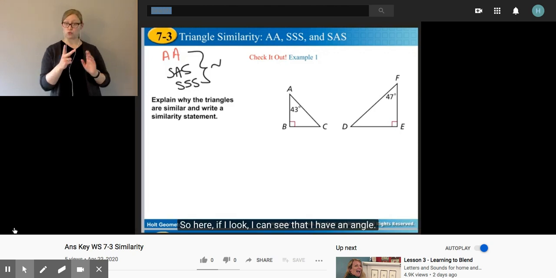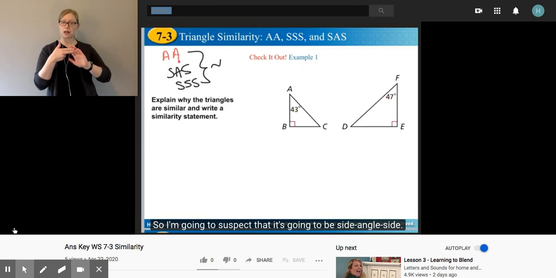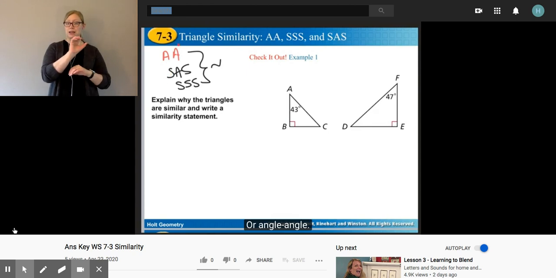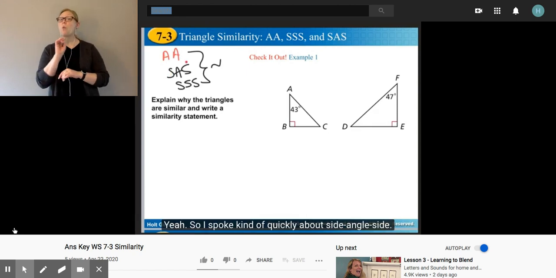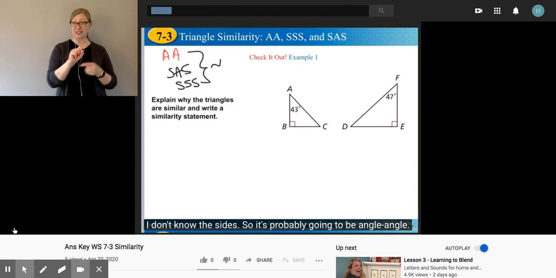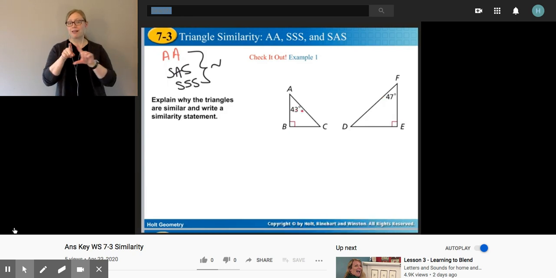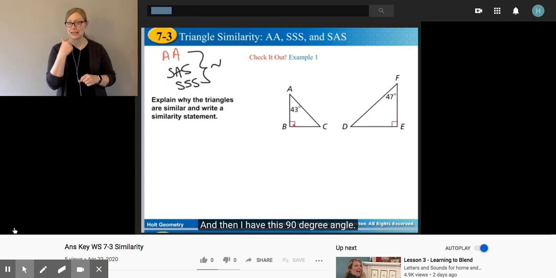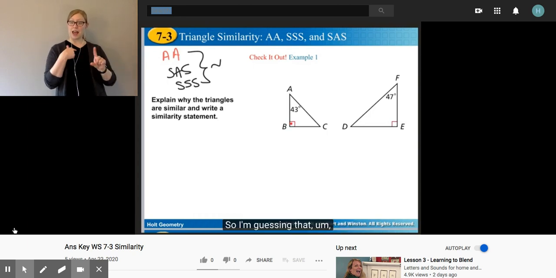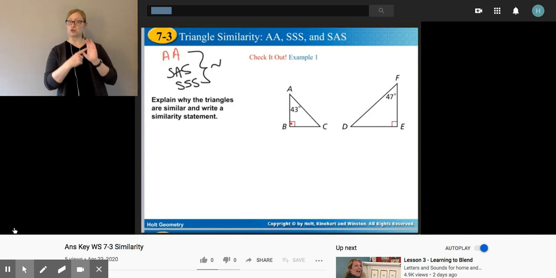So here, if I look, I can see that I have an angle. So I'm going to suspect that it's going to be side angle side or angle angle. Yeah, so I spoke kind of quickly about side angle side. I don't know the sides. So it's probably going to be angle angle. And in fact, it is because here we have two angles, right? And then I have this 90-degree angle. So I'm guessing that I should be able to show that these triangles are similar.